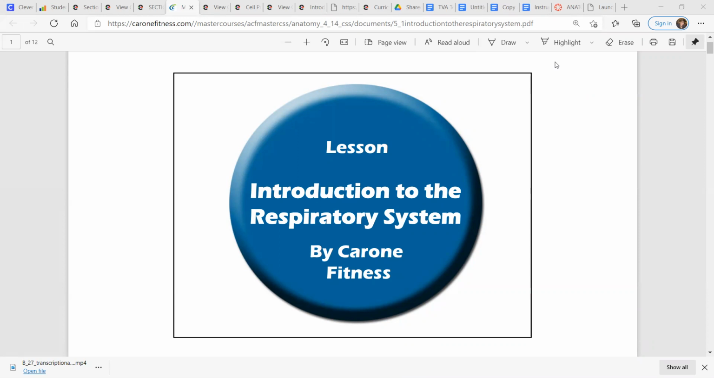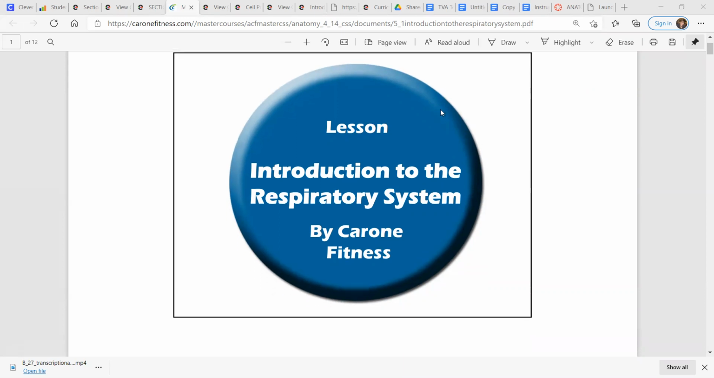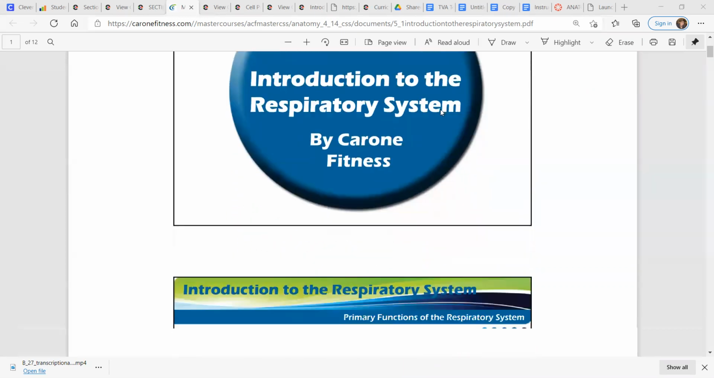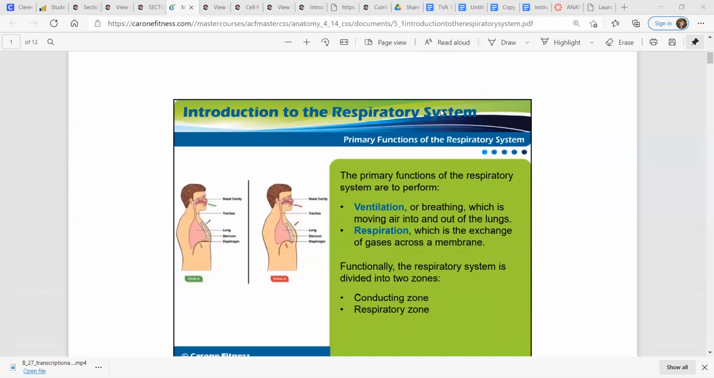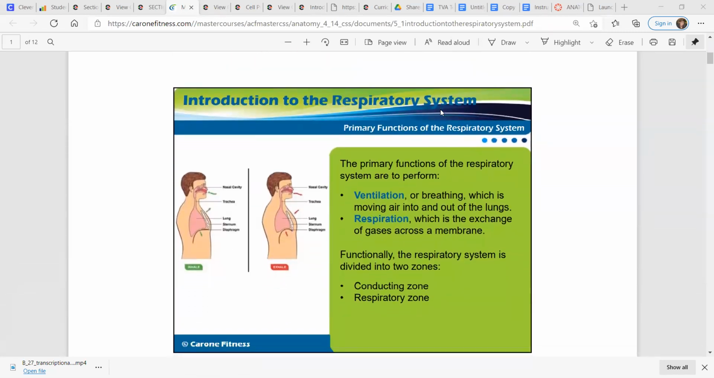Physiology lesson. And this is an introduction to the respiratory system. And this system is very important. You use it every day to breathe and live your life. So here we go. We're going to look at the primary functions of the respiratory system.